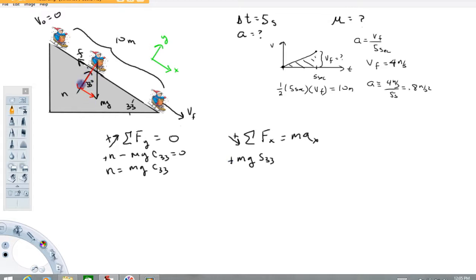Next force vector, the normal, is kind of covered up by that vector component, but the normal does not have a component in the x direction. If you want to put a +0 here, you can, but I'm just going to leave it blank. And then we have the frictional force. Now the frictional force does not have a y component, only an x component, and it's in the -x direction. So I'm just going to put -F for the frictional force, and then equals ma.